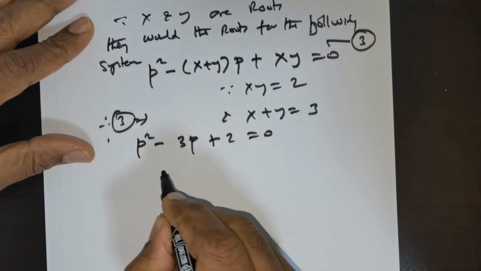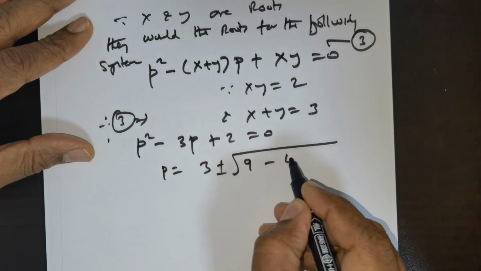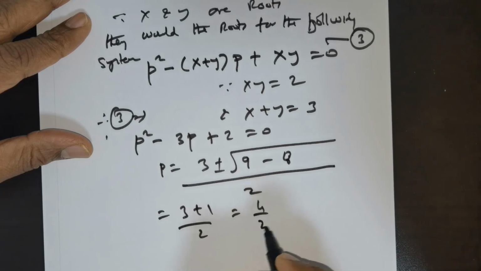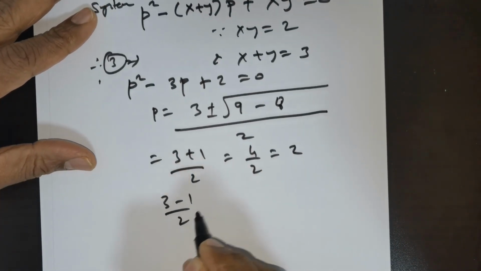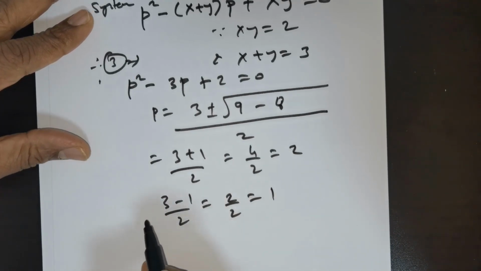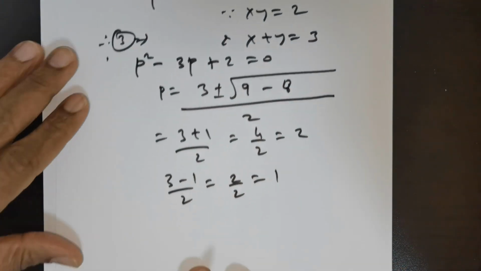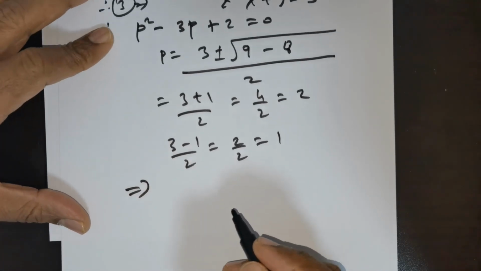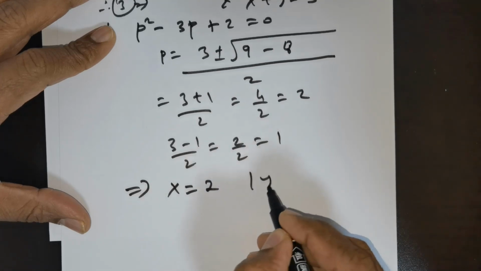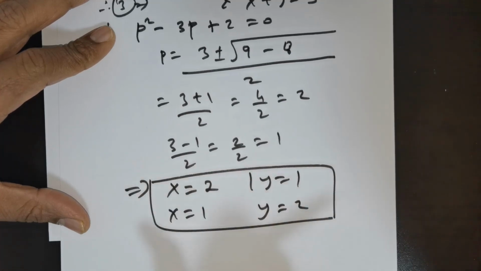So you solve this by quadratic. p is equal to 3 plus or minus root of 3 squared is 9, minus 4 times 2 is 8, divided by 2. So this is 3 plus 1 divided by 2, which is 4 over 2, equal to 2, or 3 minus 1 over 2, which is 2 over 2, equal to 1. So p is the root, right? So p is equal to 2, p is equal to 1. What is the meaning of this? This means x is equal to 2. When x is equal to 2, y will be equal to 1. When x is equal to 1, y will be equal to 2. So I have got this.